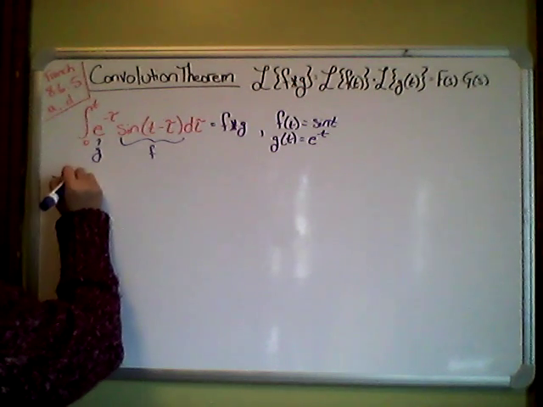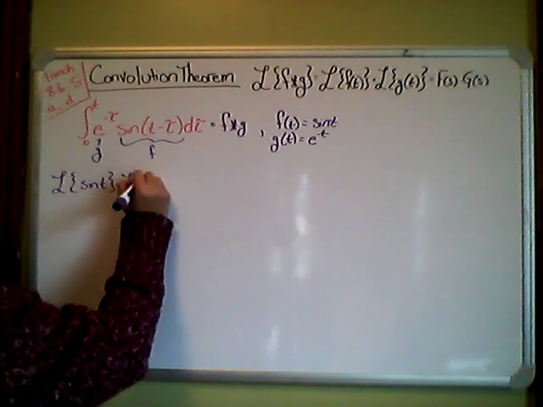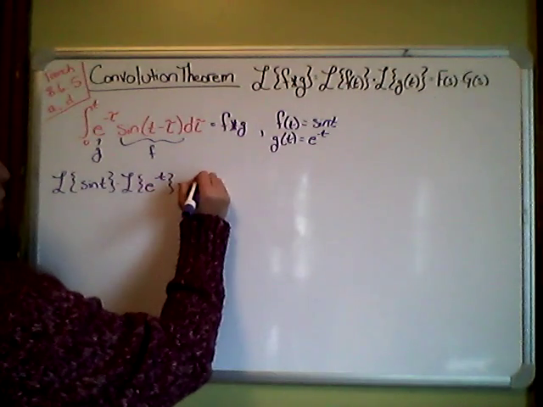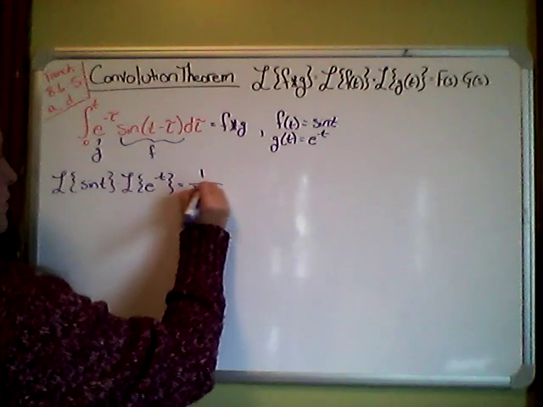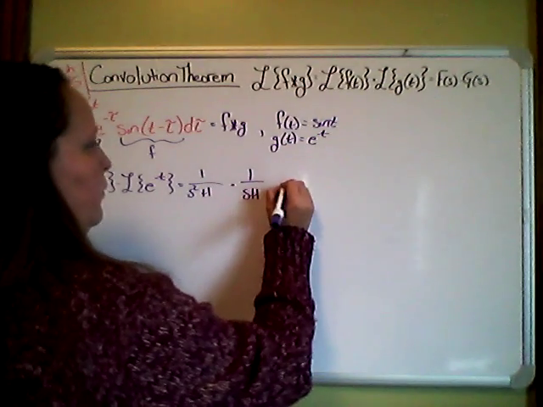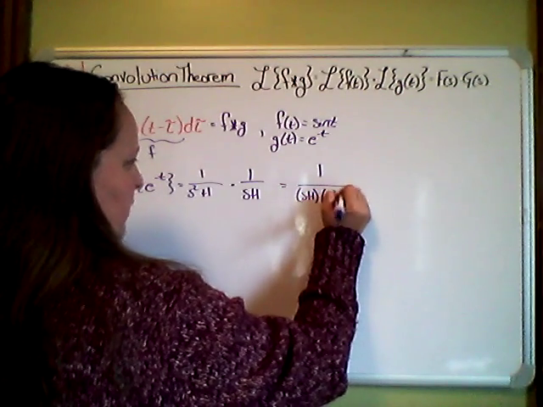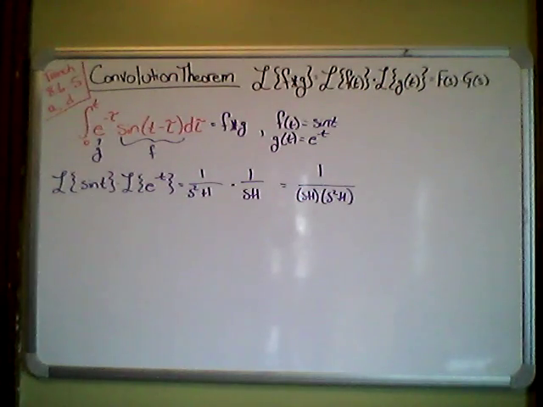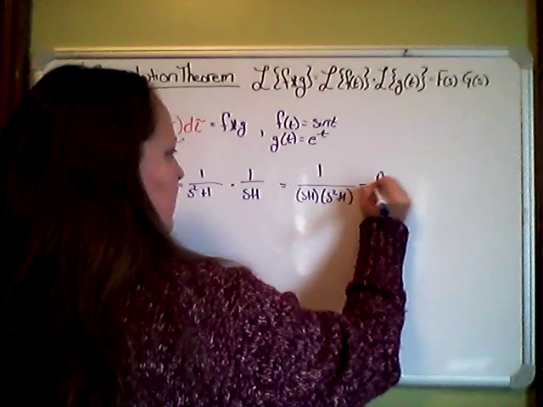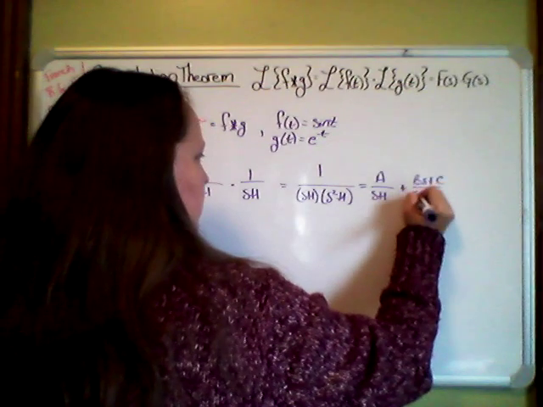So now we'll do our Laplace transform of sine of t times the Laplace transform of e to the minus t, which we should know is going to equal 1 over s squared plus 1 times 1 over s plus 1, which will equal 1 over (s plus 1) times (s squared plus 1). Now to solve this, we're going to need to use partial fraction decomposition. So we know that this is going to equal a over s plus 1 plus (bs plus c) over s squared plus 1.